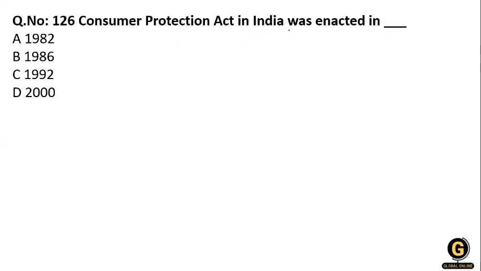The Consumer Protection Act India was enacted in 1986. The Consumer Protection Bill was passed by both Houses of Parliament and received the assent of the President on 24th December 1986, and it came to the statute book as the Consumer Protection Act 1986.